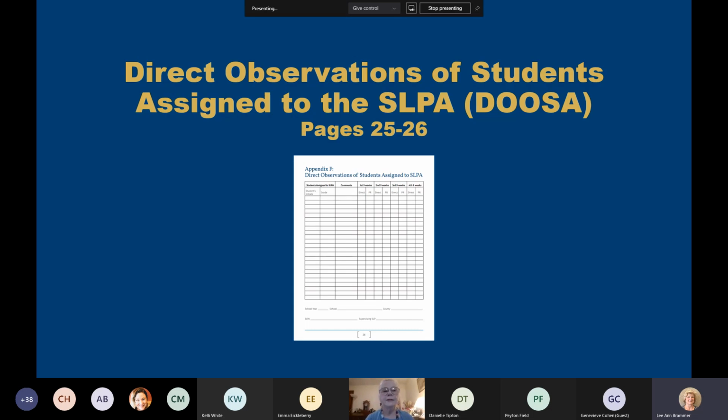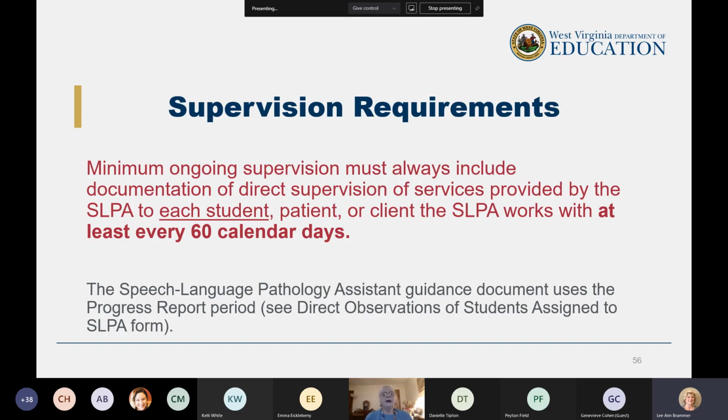Okay, this is the DUSA form, the direct observation of students assigned to the SLPA. You can find information on that on pages 25 and 26. We call it DUSA, for lack of a better name, because that's a long thing to say. So if you look at the next slide, you can see that ASHA recommends that at least every 60 days the supervisor see everybody on the SLPA's caseload.